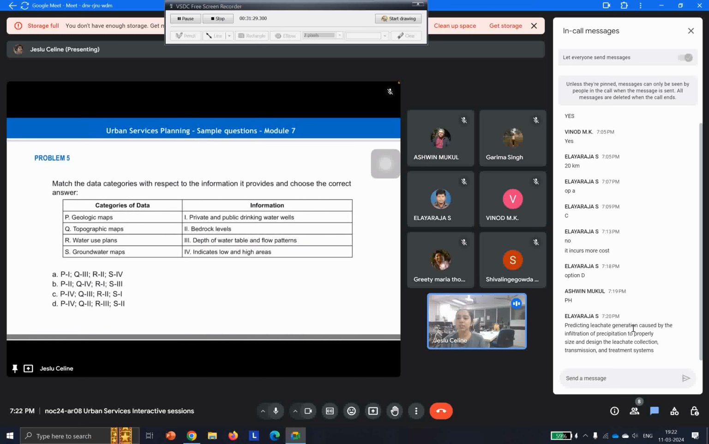Problem 5. Match the data categories with respect to the information it provides and choose the correct answer. Categories of data: geological maps, topographic maps, water use plans, groundwater maps, and information. Private and public drinking water wells, bedrock wells, depth of water table and flow patterns, indicates low and high areas. So different maps. We have discussed in our lecture that we need data on a lot of aspects before we plan our landfill site and the transportation, everything. So the different maps are given and the information is given. So let's try to answer this.